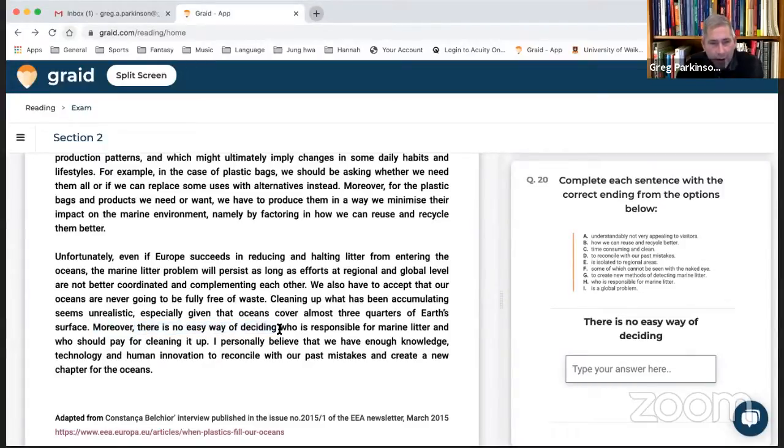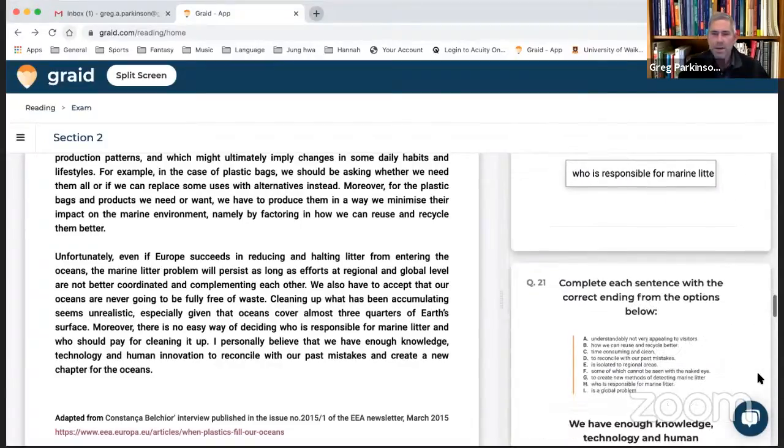And the second part is who is responsible for marine litter and who should pay for cleaning it up, which matches with H. So who is responsible for marine litter? Full stop.